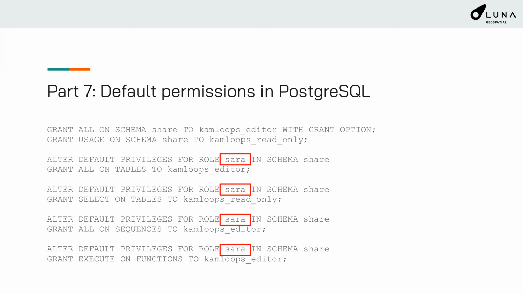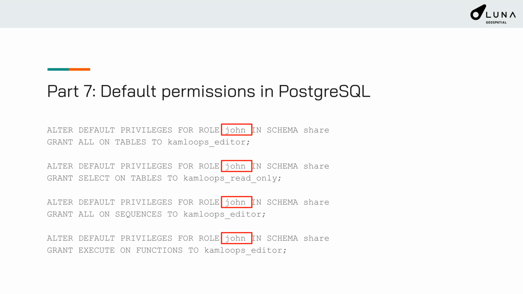So if Sarah or John create any layers within the share schema, all the other users are going to be able to see that. Really great way of sharing data. And it also allows you to add things to the database without having to go back to your DB admin and saying, can you grant permissions to the other users so they can see this table that I just uploaded? This gives specific users the ability to do that.